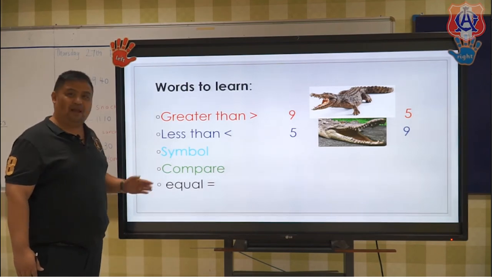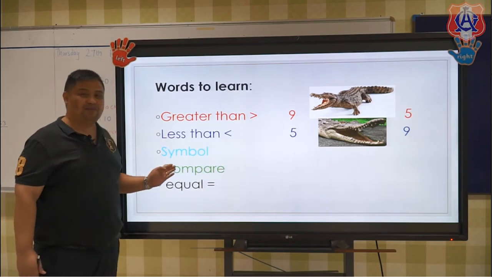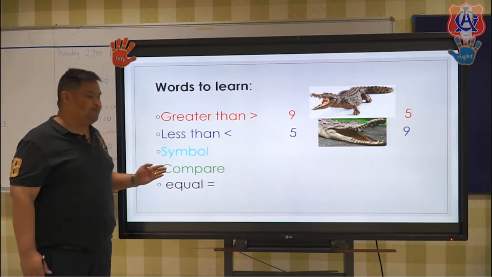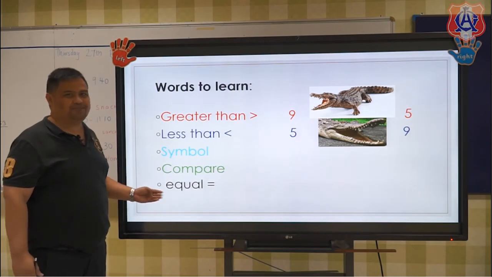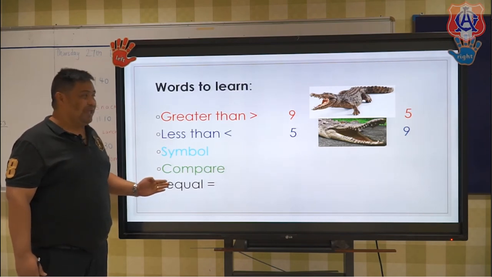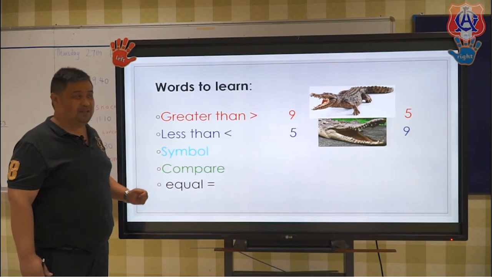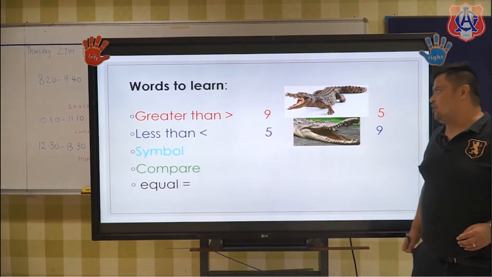Say it with me. Compare. Let's spell the word compare. C-O-M-P-A-R-E. Compare. And the last one is equal. Say it with me. Equal. And let's spell the word equal. E-Q-U-A-L. Equal.